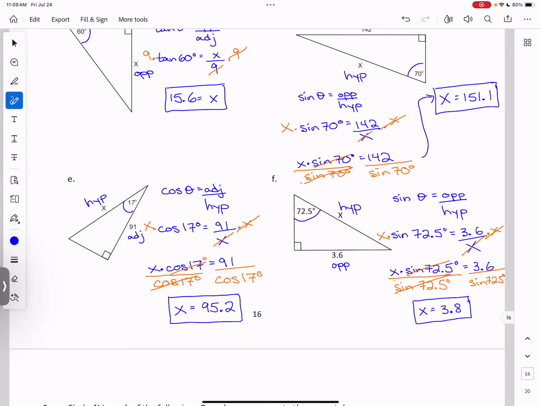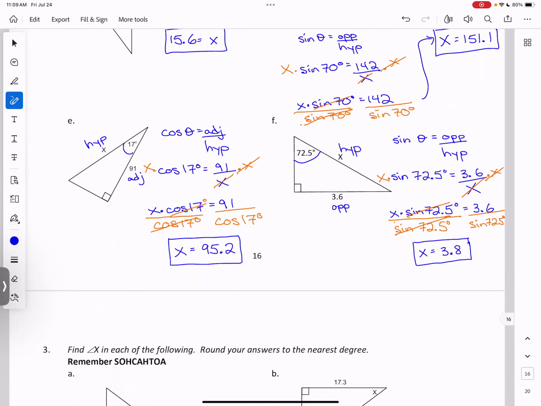All right, on the next ones, we'll solve for angles. So give those a try and then come back to do them together if you like.